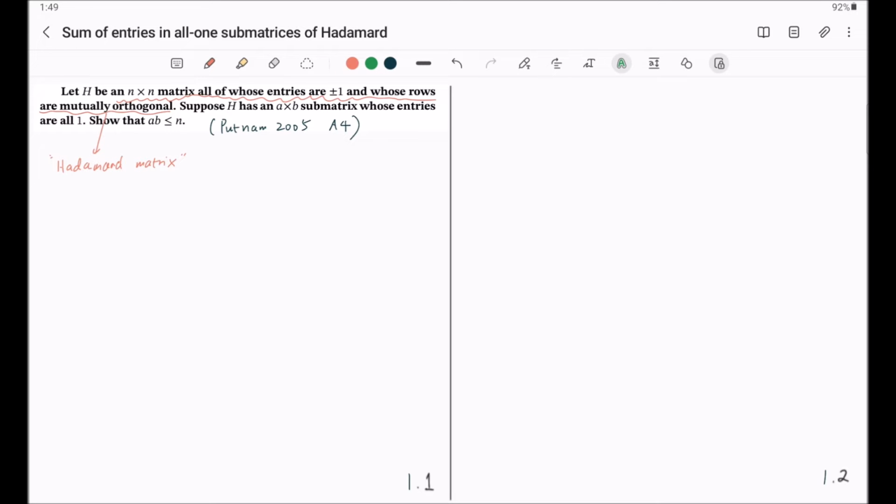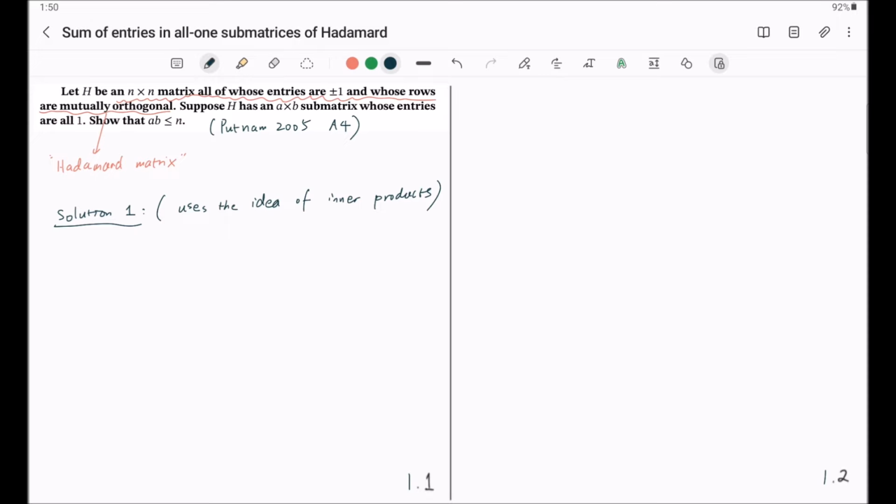Now suppose further, H has an A by B submatrix whose entries are all 1. Then we are asked to show that A times B is less than or equal to n. So that is the problem. We're going to talk about two solutions to this problem. Solution number 1 uses the idea of inner products. This solution goes as follows.